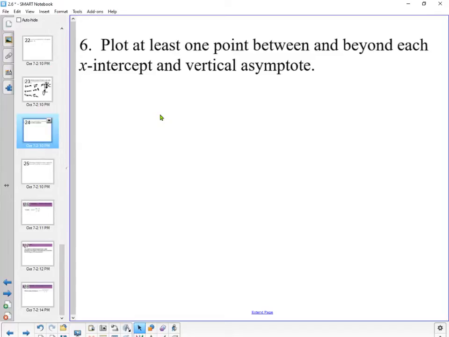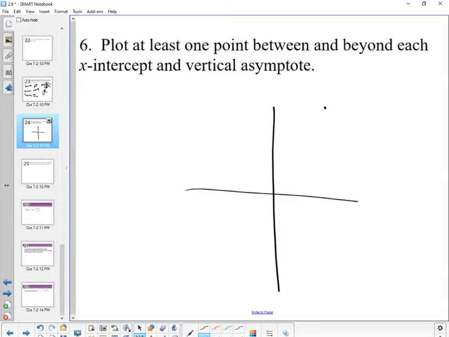So here's the next rule that you want to take a look at. You want to plot some points. So usually what happens, kind of like what we did at the beginning, I found some asymptotes. The next thing you're going to want to do is just plot some points.